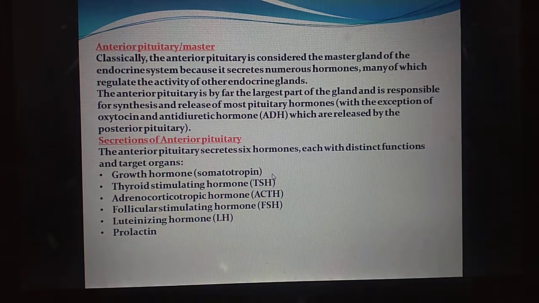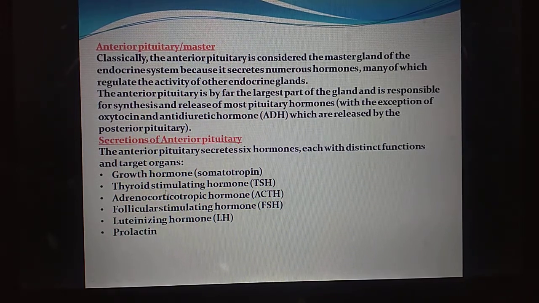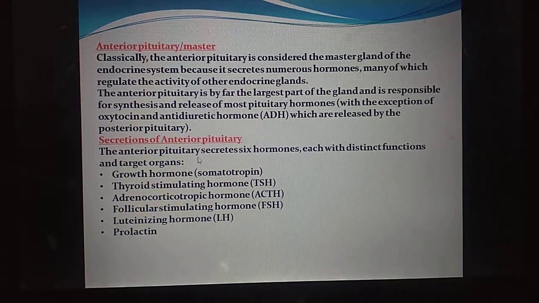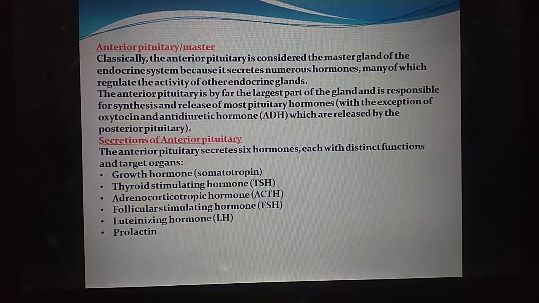Over here we just want to see growth hormone or somatotropic hormone. Beside this, thyroid stimulating hormone and adrenocorticotropic hormone. Beside this, the follicle stimulating hormone, luteinizing hormone, and prolactin. These are basically secreted by the anterior pituitary. Some of these hormones are tropic in nature. Tropic hormones are those hormones which are secreted by one endocrine gland and then they stimulate another endocrine gland.